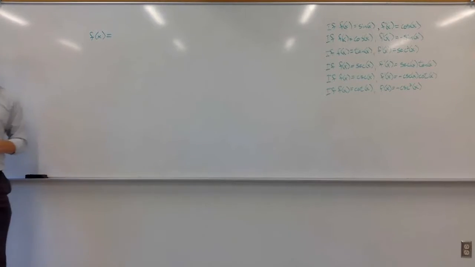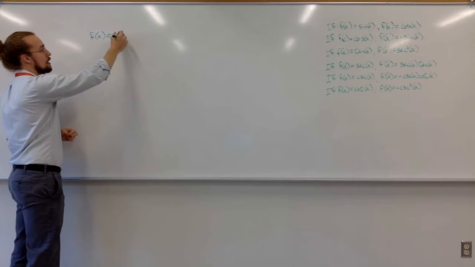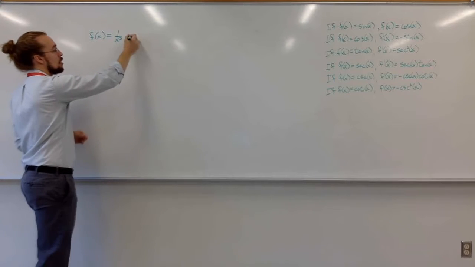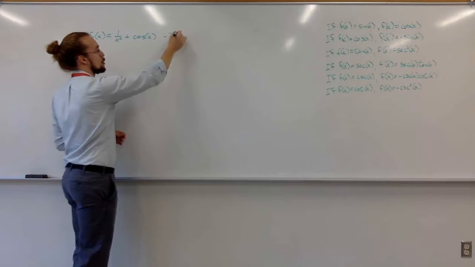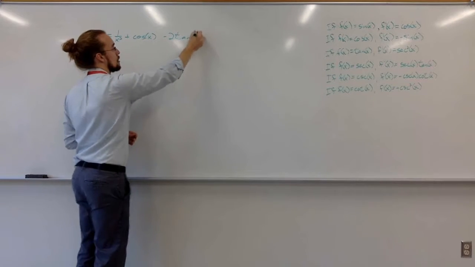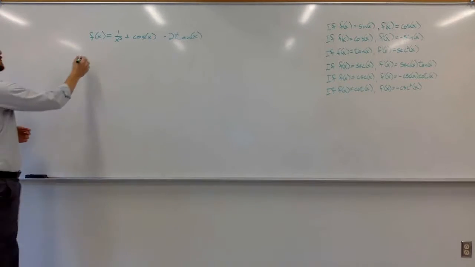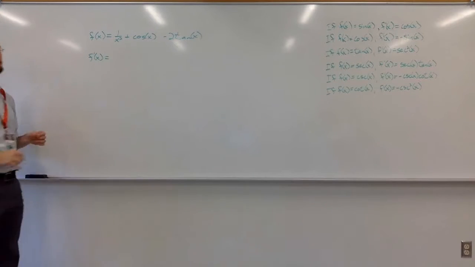Alright, so let's say our original function is 1 over x squared plus cosine of x minus 2 tangent of x. Wait, what are we doing? Oh, we want to take the derivative.